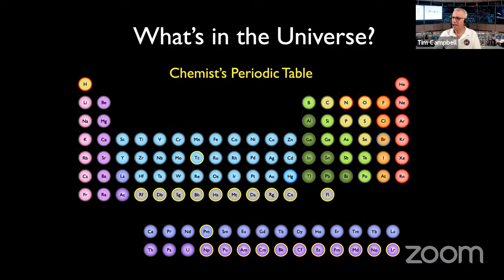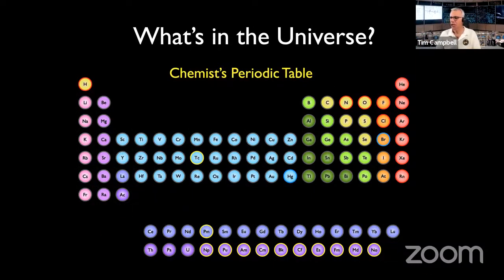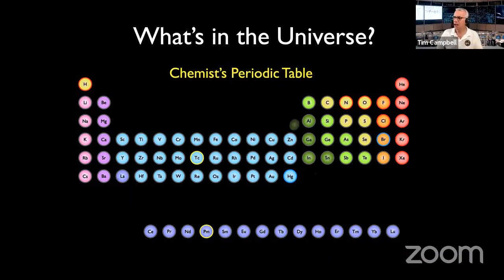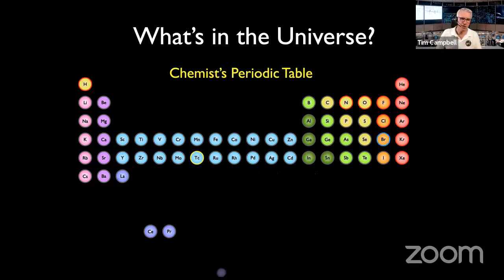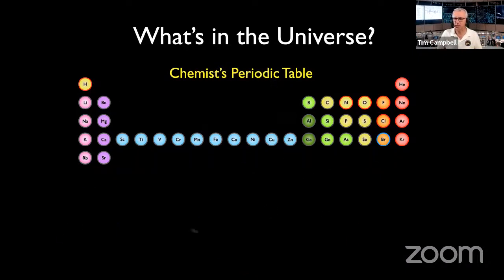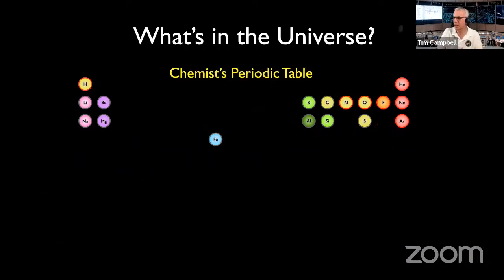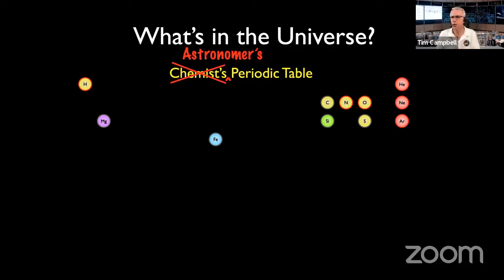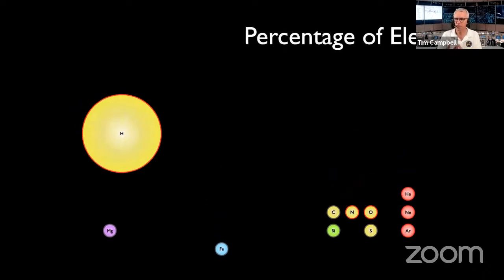So this is the chemist's table, though. This is not the astronomer's table. So if I take away all of the elements that astronomers don't see when they study the rest of the universe, or at least they hardly ever see, it's hard to detect them, this is what you have left. And we're going to cross out the word chemist, and we're going to put in the word astronomer. This is the astronomer's periodic table. This is what astronomers see through telescopes when they look at stuff, mostly.